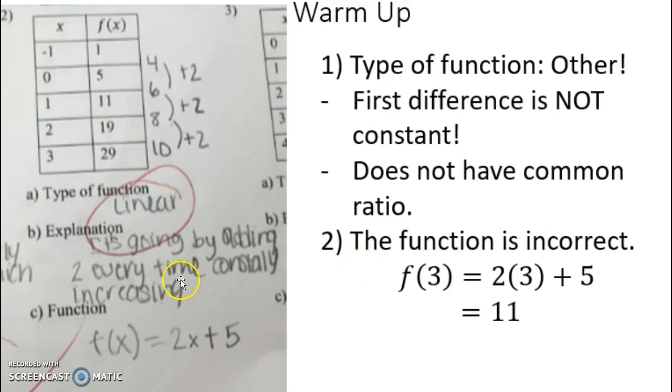Second question, the student did not come up with the correct function. And you can check by substituting 3 into the function. When you substitute 3 in the function, you get 11, which is not the case. If you look at the table, when you put 3 in for x, you should get 29 out.